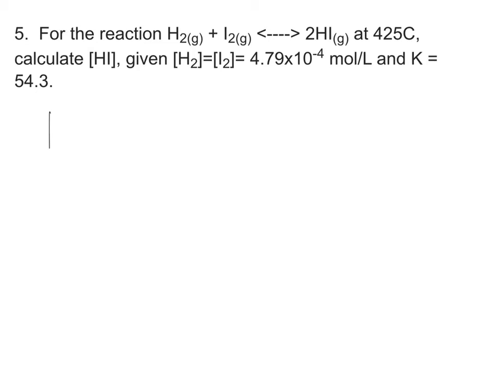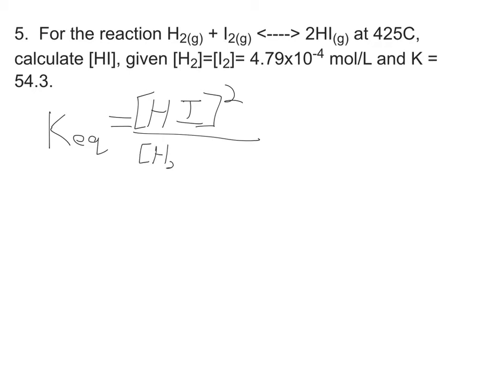First step is always going to be the same. We've got to set up our equilibrium constant expression. Okay, here's my KEQ. It should be equal to products over reactants. Product in this case is HI, so put a bracket around it, and it's squared because there's 2 of them. On bottom, I should have an H2. It has a coefficient of 1, so I don't have to give it any powers. And I have an I2, which also has a coefficient of 1. So that's my equilibrium constant expression for this reaction.